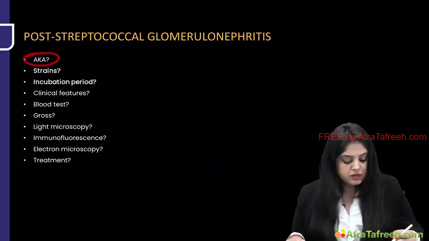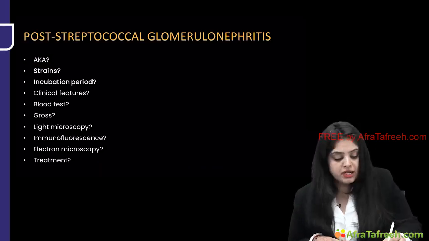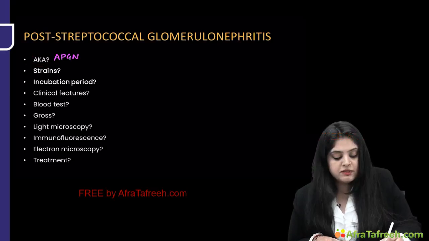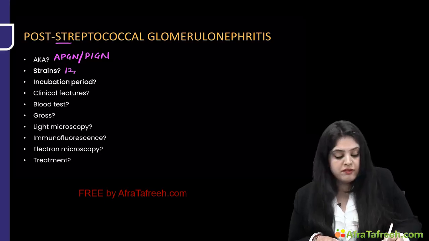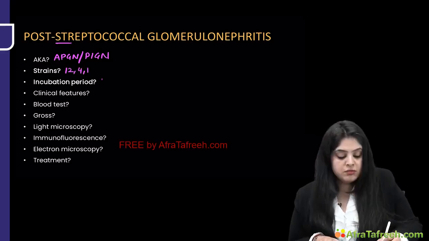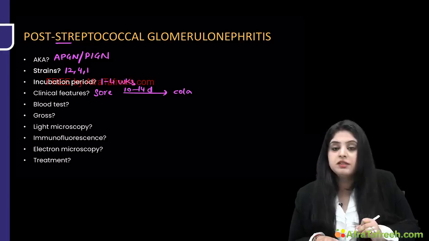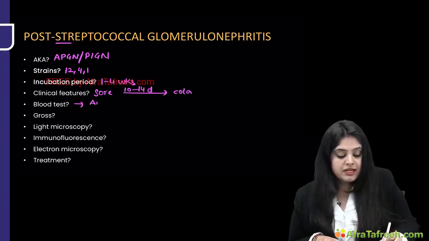What are the other names? A quick 30-second recap of PSGN. Other names are acute proliferative glomerulonephritis or post-infectious glomerulonephritis. Which cases or strains of streptococcus? 12, 4 and 1. What's the incubation period? 1 to 4 weeks. What are the clinical features? We start from sore throat, go to cola color urine in how many days? 10 to 14 days.